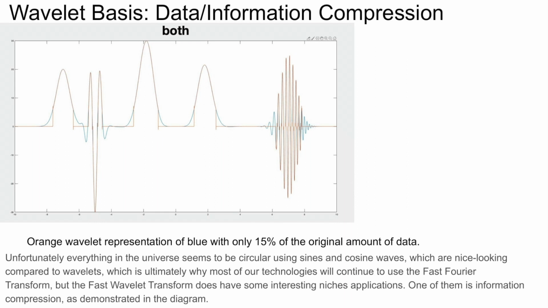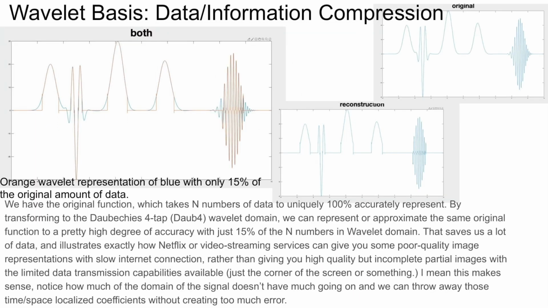One of them is information compression, as demonstrated in the diagram, which is really something wavelets are very well made for. So here we have the original function, which takes n numbers of data to uniquely 100% accurately represent. By transforming the original function to the Daubechies 4-tap Dob4 wavelet domain, we can represent or approximate the same original function to a pretty high degree of accuracy with just 15% of the n numbers in wavelet domain. That saves us a lot of data and illustrates exactly how Netflix or video streaming services can give you some poor quality image representations with slow internet connection, rather than giving you high quality but incomplete partial images with the limited data transmission capabilities available, just the corner of the screen or something.